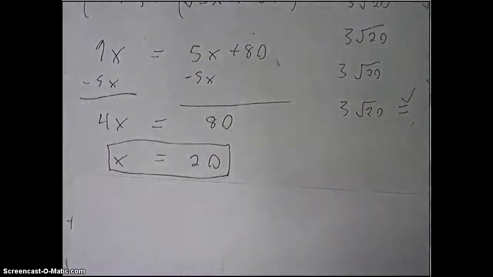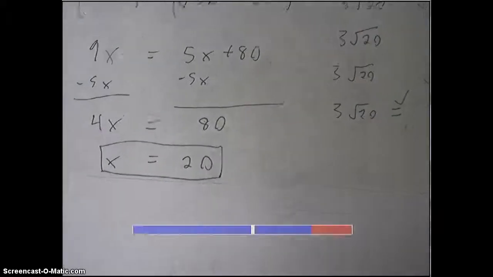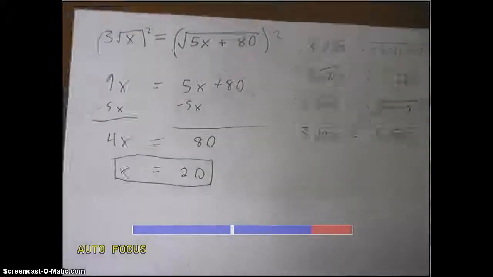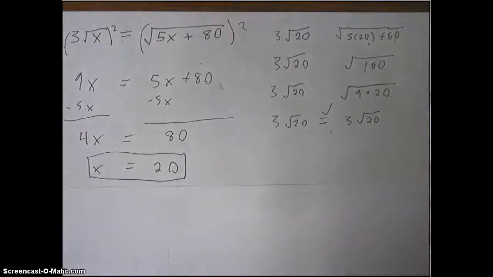So that's how you're going to solve equations with radicals. Generally speaking, just isolate the square root, square both sides, and that'll get you where you need to go.